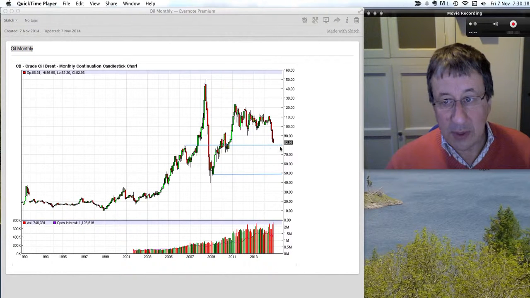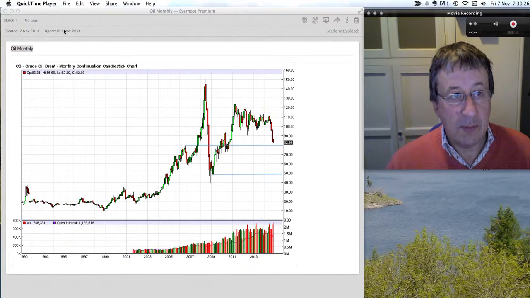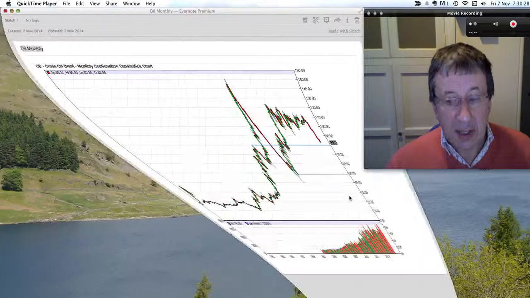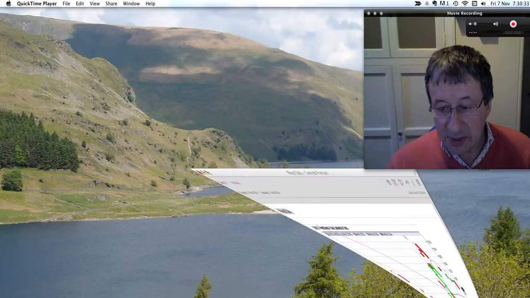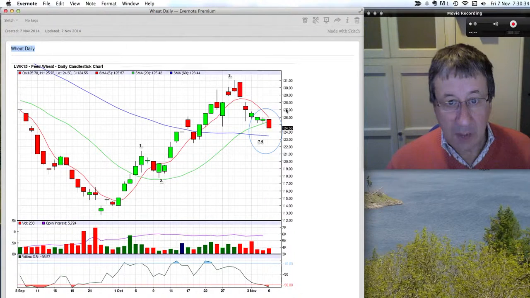So over the next 3 or 4 weeks, if this test of 80 doesn't hold, then obviously we could see quite a move down again. But obviously coming back to that wheat market, it's all important that test on the 60-day moving average. And that will show its hand over the next week.